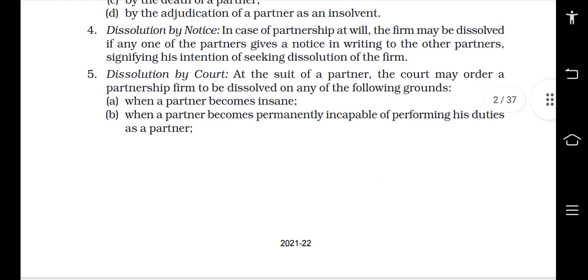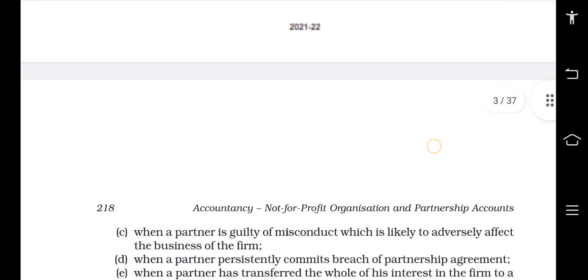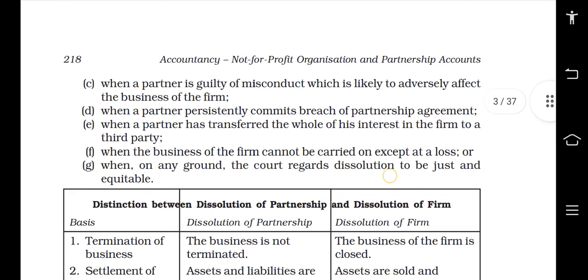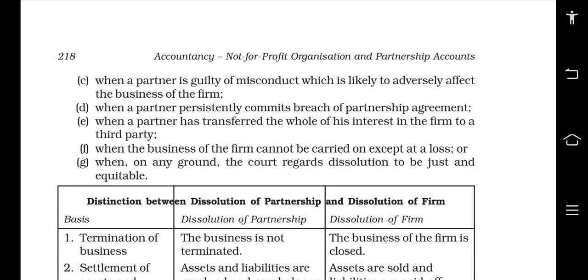When a partner becomes insane, when a partner is incapable of performing his duties, when a partner is guilty of misconduct which is likely to adversely affect the business of the firm, or when a partner persistently commits a breach of the partnership agreement.